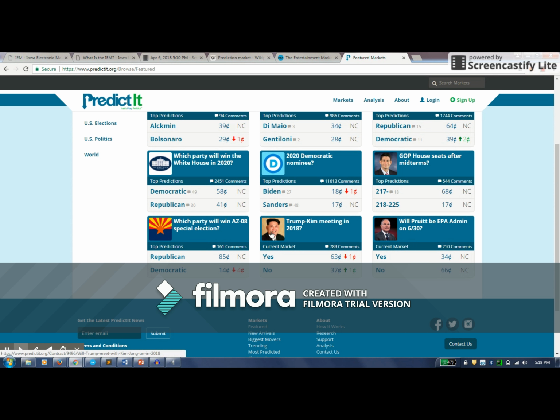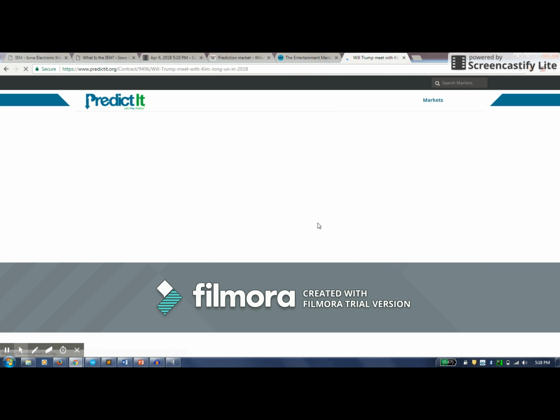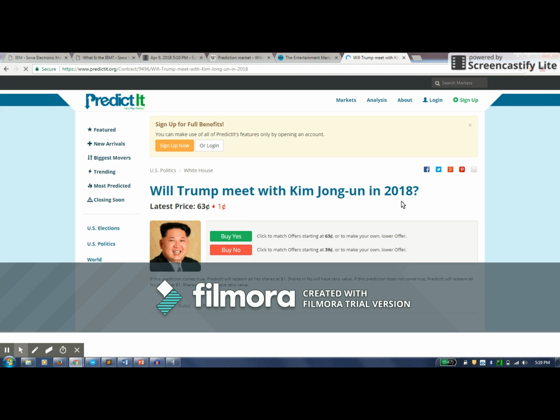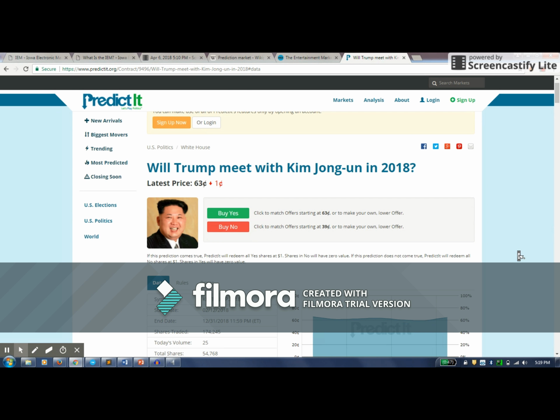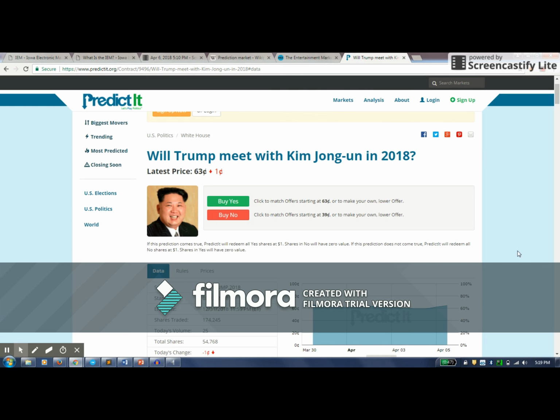So, okay, I think this is kind of fun, even though it is American specific. So, will Trump meet with Kim Jong Un in 2018? This is an example of a prediction market. This entire question sets up a market right here.